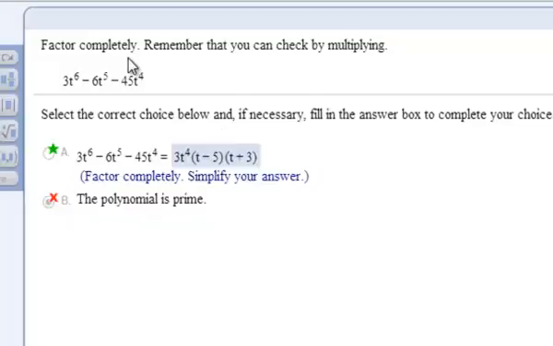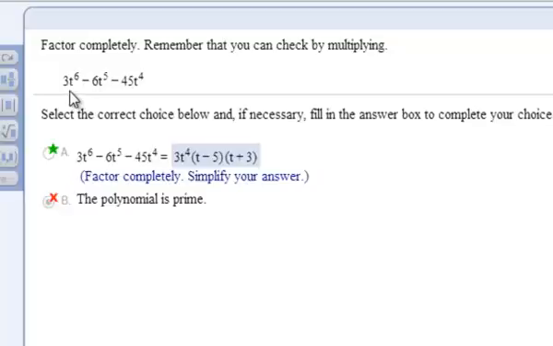The directions on this one say to factor completely, and when you try to factor a trinomial, or try to factor anything for that matter, always look for a common factor first. We see that there's a t in all three of these terms, so we can factor out some power of t. Looks like t to the fourth lives in all three terms. We can factor out a t to the fourth.